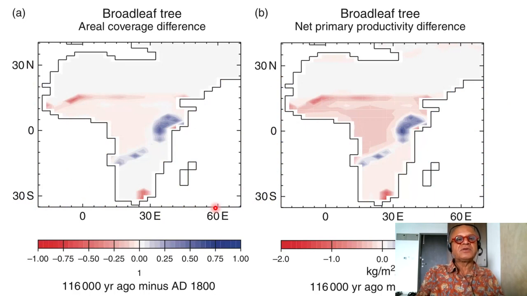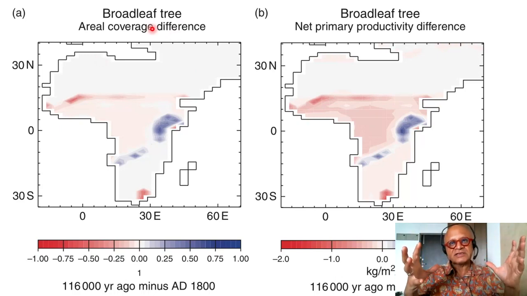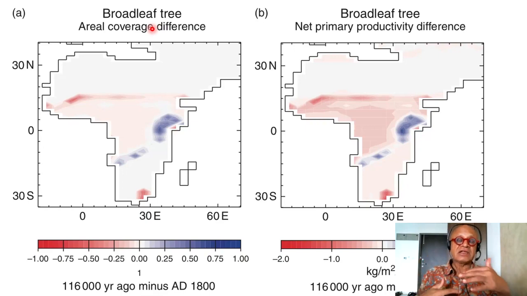So here is again the broadleaf, but now looking at 116,000 years ago minus 1800 in terms of aerial coverage, and this is broadleaf net primary productivity. So you can have area change as well as vegetation density, which is measured now in various ways: normalized difference vegetation index, leaf area index, and net primary productivity in terms of chlorophyll content and so on and so forth.